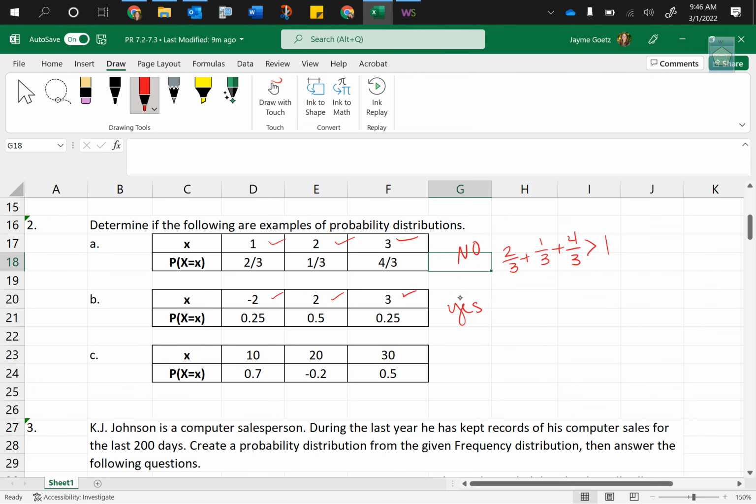Part C, the x values can be whatever they want, so we're good there. The probabilities, I want you to take a look at them. Do we think this is a probability distribution? No, why not? Yeah, there's a negative value. It doesn't matter that if I add them together, the 0.7, the negative 0.2, and the 0.5, that I do get 1. It doesn't matter. Because one of them is negative, it cannot be a probability distribution.